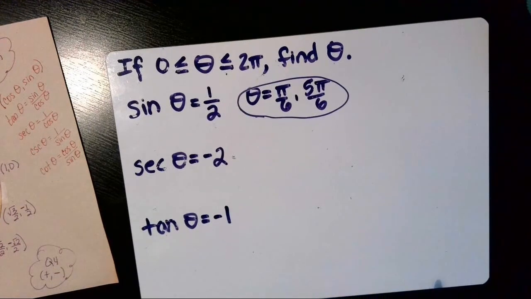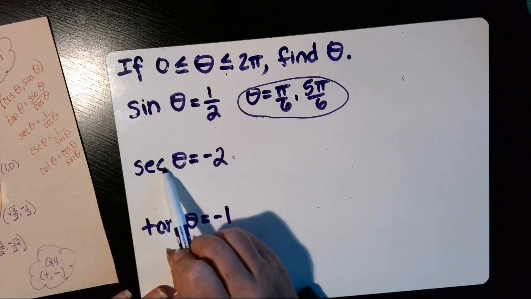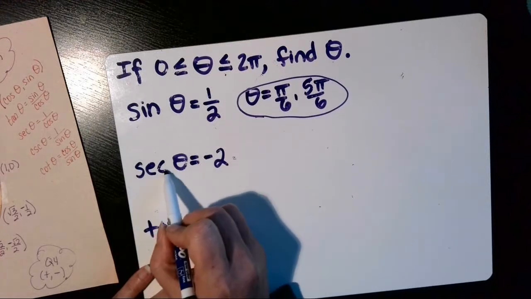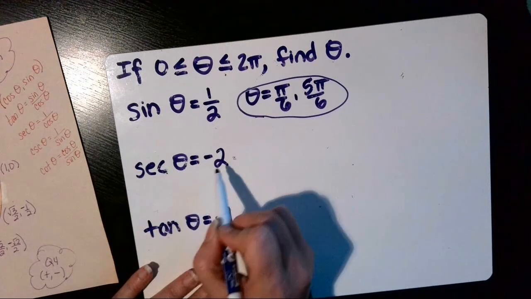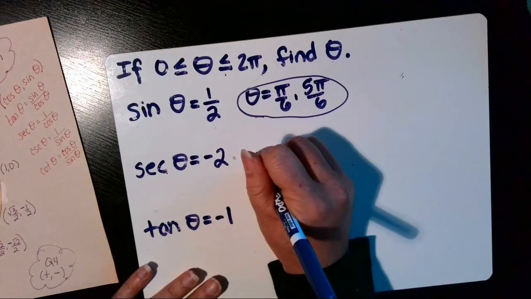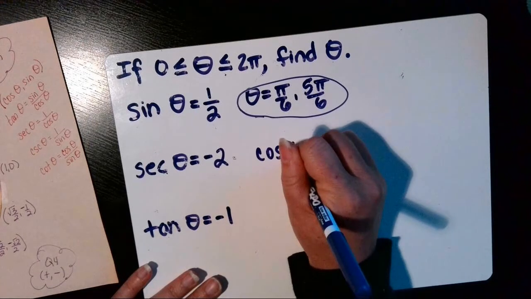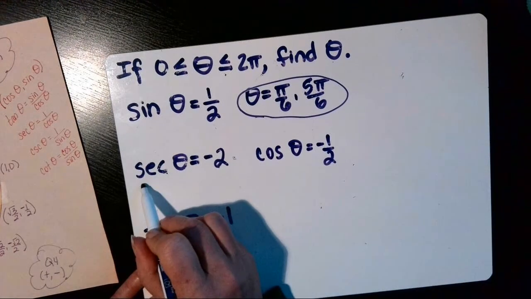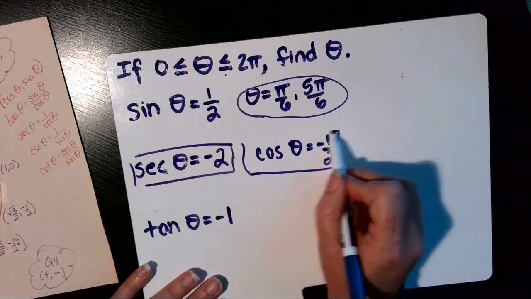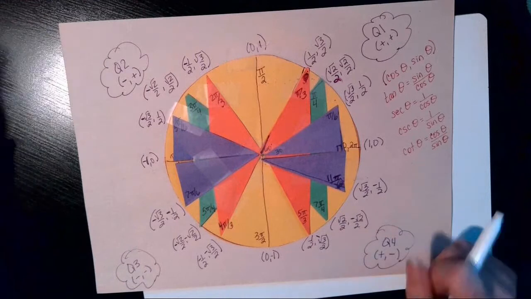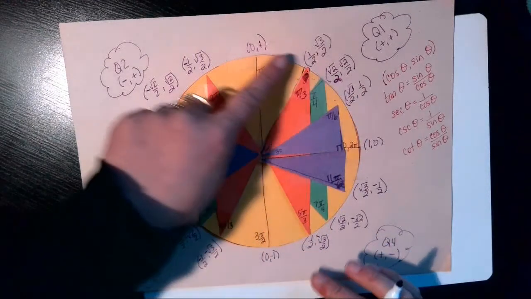Okay, now for secant, remember, is the reciprocal of the cosine. So if I want to find the angles that have a secant of -2, the reciprocal of -2 is -1/2. So I'm going to be looking for angles that have a cosine, which is the x-coordinate, of -1/2. Those would be asking the same question. So on my circle, okay, now we're looking at x values for cosine.